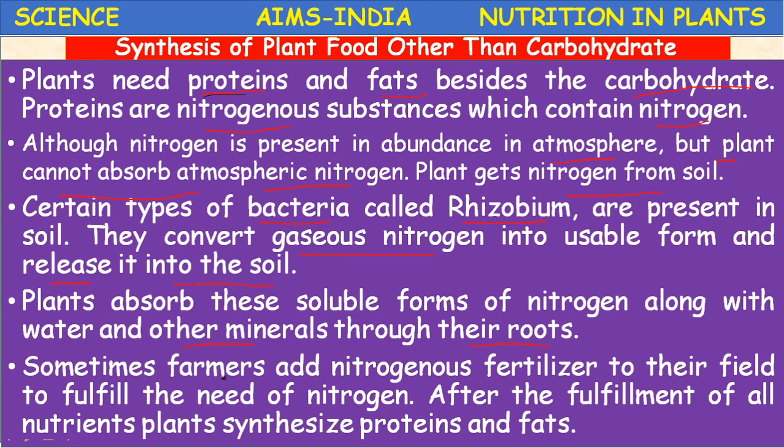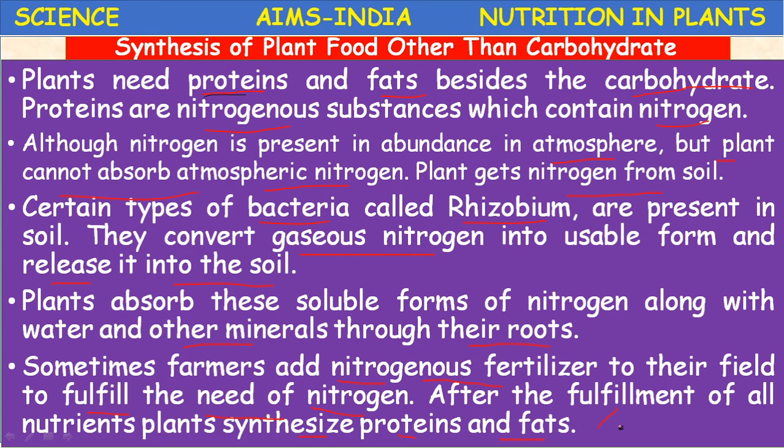Sometimes you might have seen the farmers adding nitrogenous fertilizers like urea, NPK, nitrogen, phosphorus and potassium. So sometimes the farmers add nitrogenous fertilizers to their fields to fulfill the need of nitrogen. After the fulfillment of all nutrients, the plant synthesizes proteins and fats. So this is the concept.